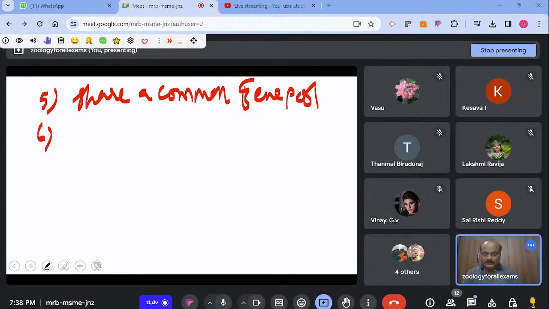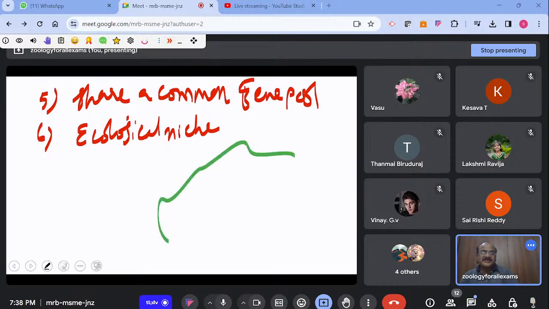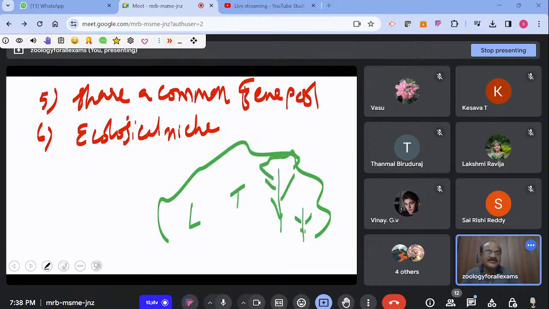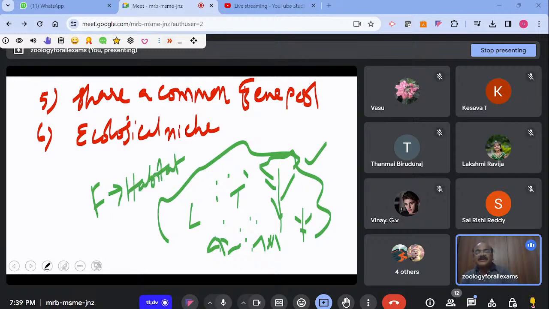Next one is, they occupy an ecological niche. The individuals of a species occupy the same ecological niche. Let's see, there is a big forest. In this forest, there is a lion, there is a tiger, there are several large trees and several plants, even grasses are present. And even small ants and other animals, insects are also present. And thus, the forest is the place where all these organisms, wild animals live, which is called a habitat. What is habitat? Habitat is the physical space occupied by an organism.